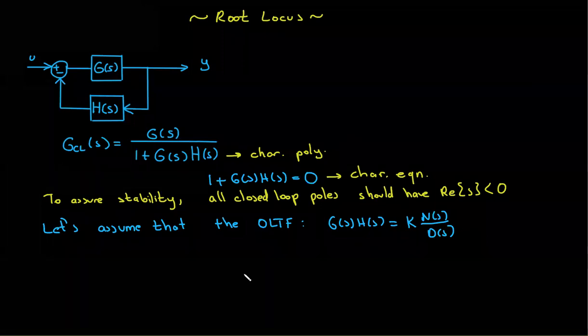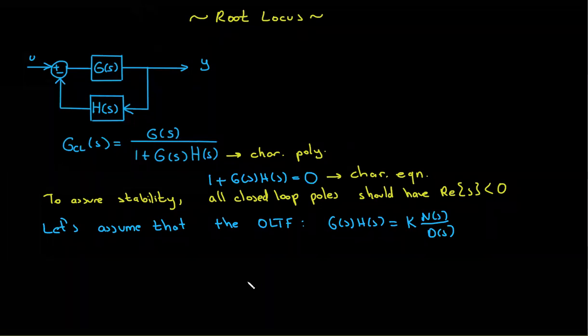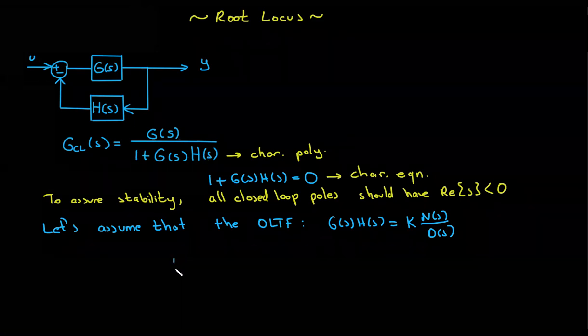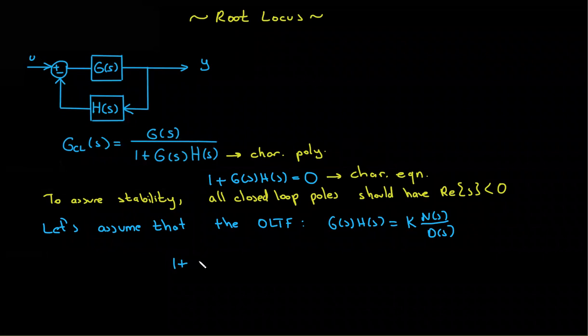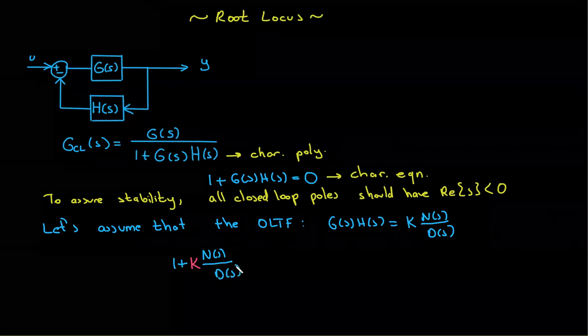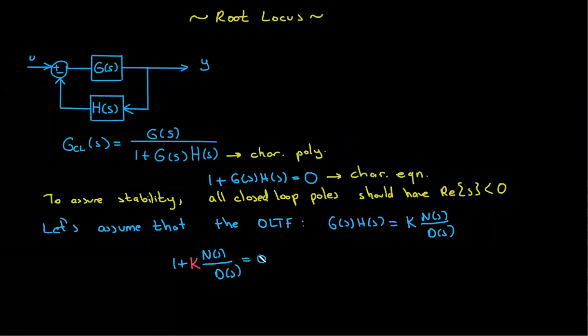Then what I would like to find out is what happens to the closed loop poles. I mean, 1 plus G of S H of S, what happens to the roots of 1 plus, I will use another color for K so that you can see that as a parameter, K times N of S divided by D of S equals 0.